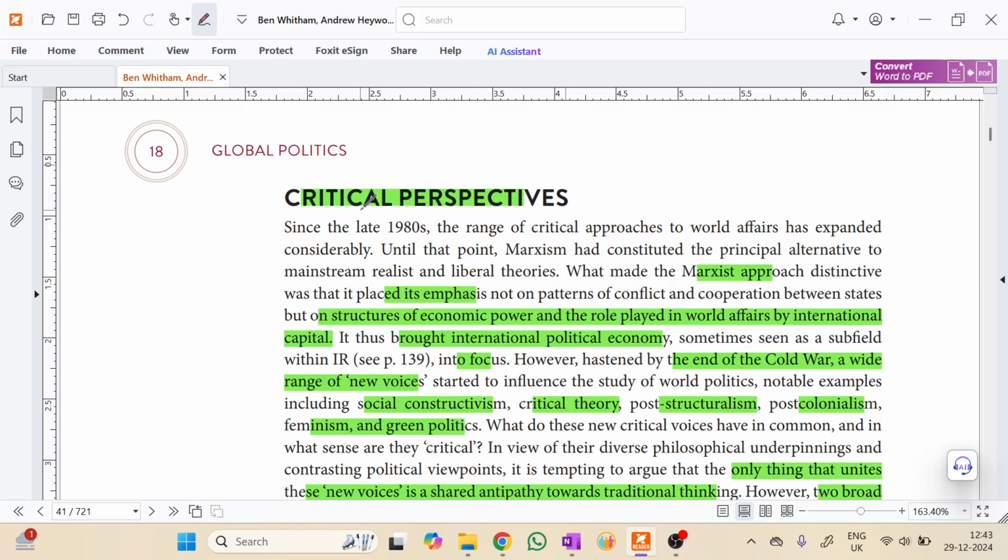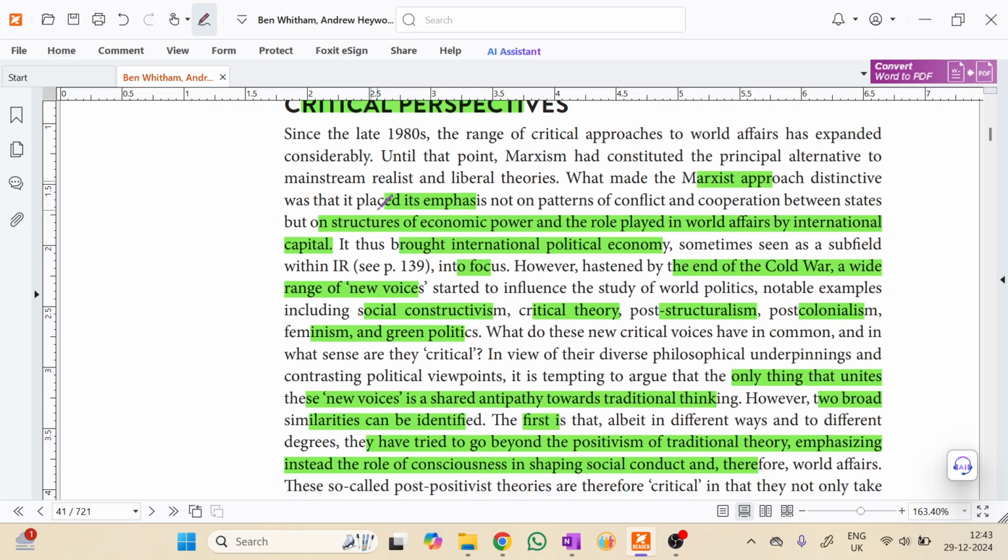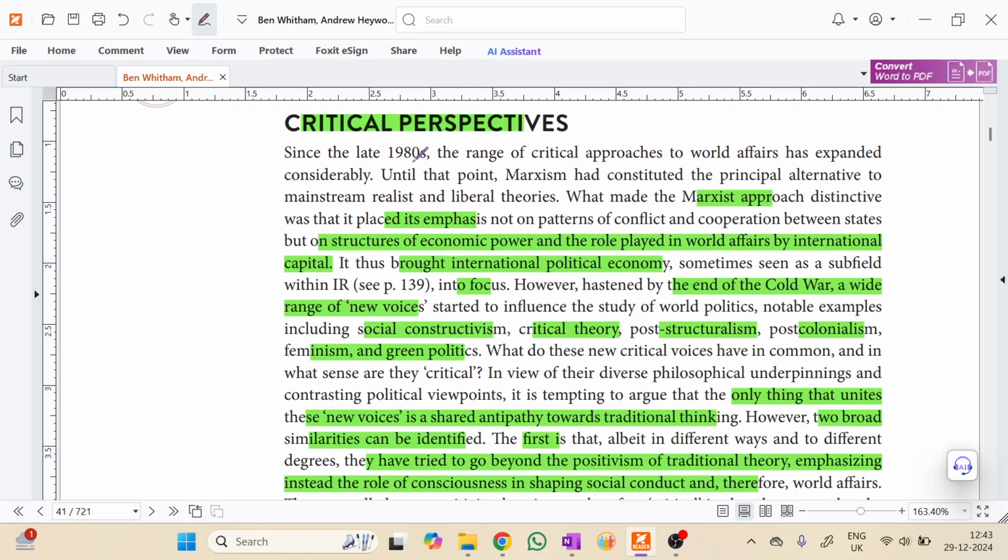Then let's have a critical perspective. So the Marxist approach stood out from the rest because its emphasis was not on conflict and cooperation, but on the structure of economic power and the role played in world affairs by international capital.